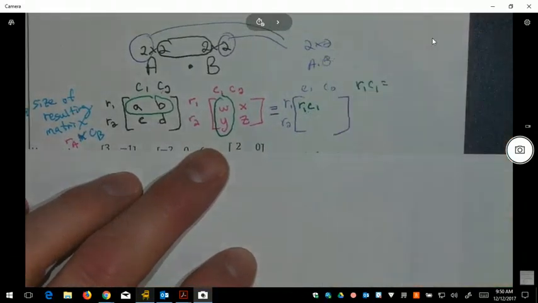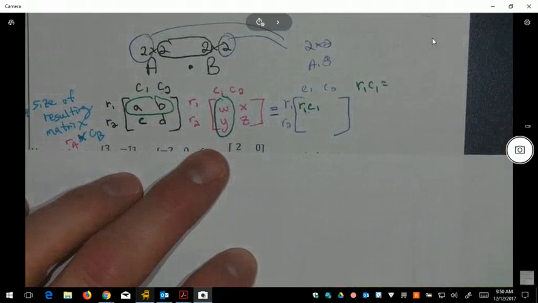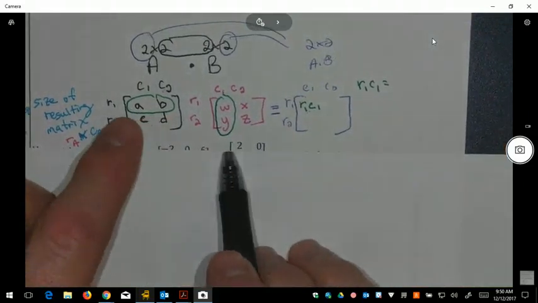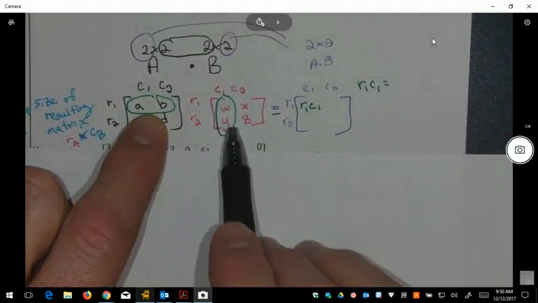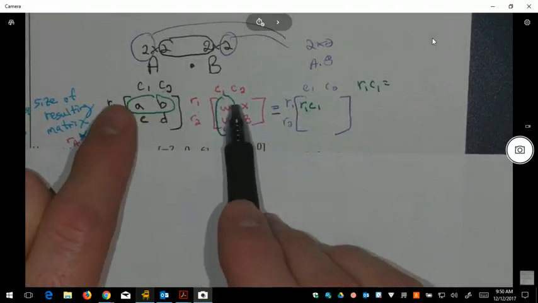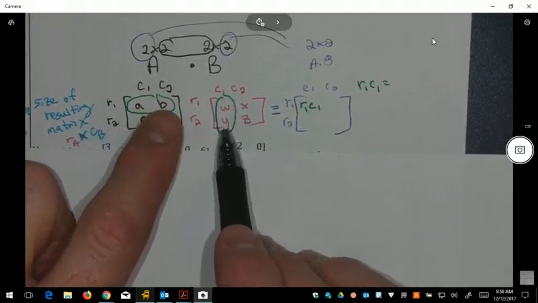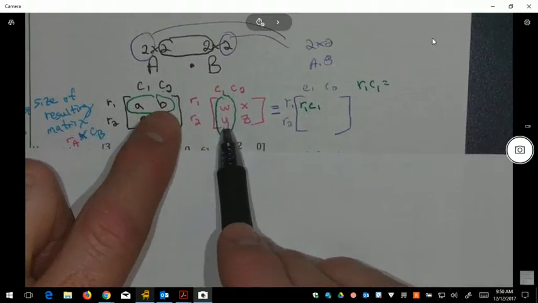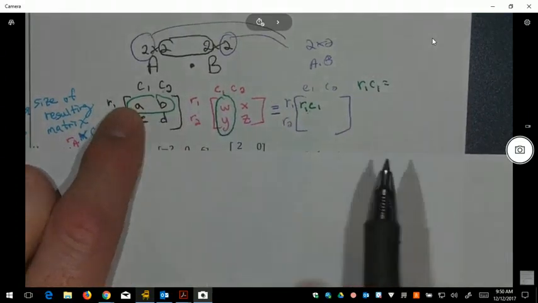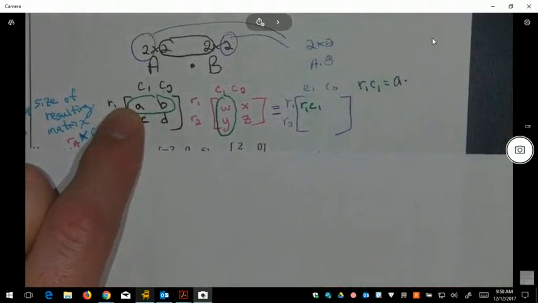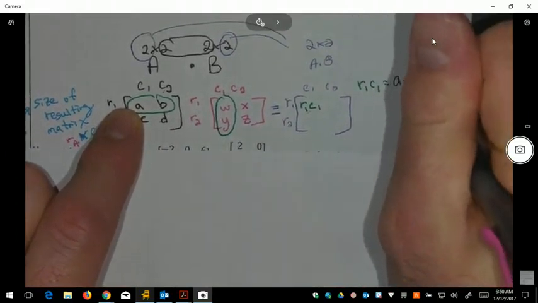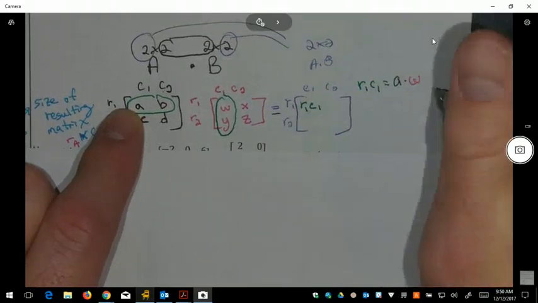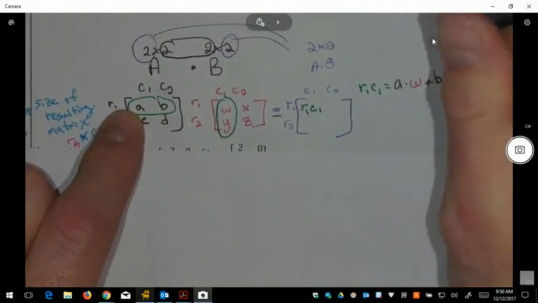Row 1, column 1 is going to be calculated in the following way. How many elements are in this row and this column too? The first elements get multiplied together, the second elements get multiplied together, and they get added together. So it will be A times W, plus B times Y.